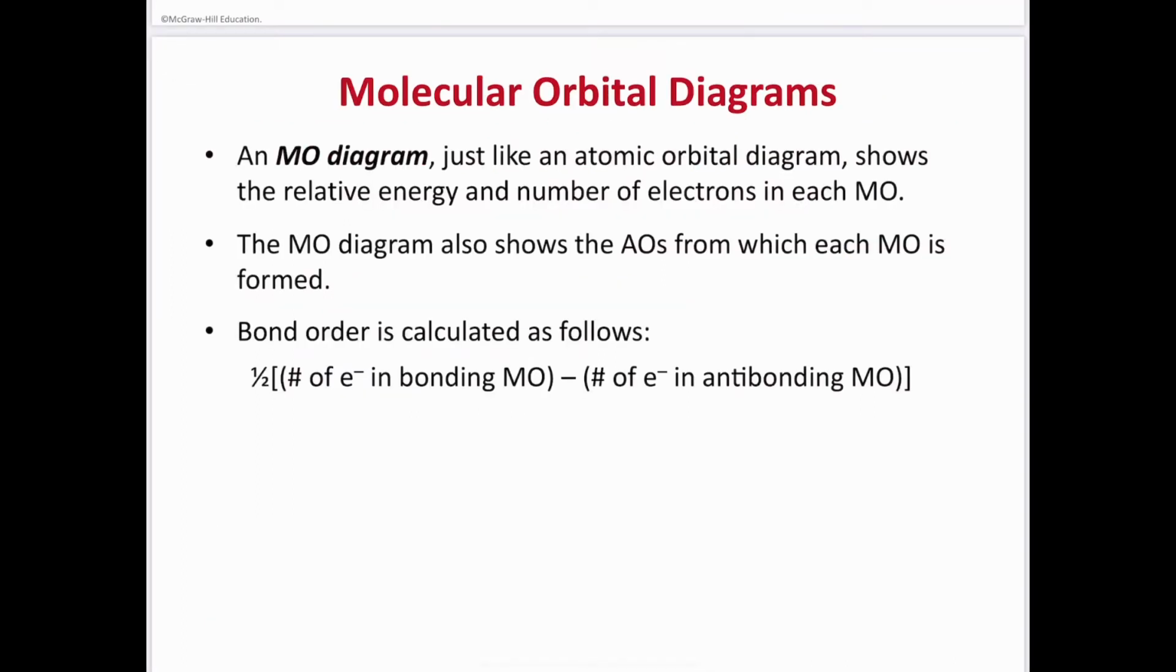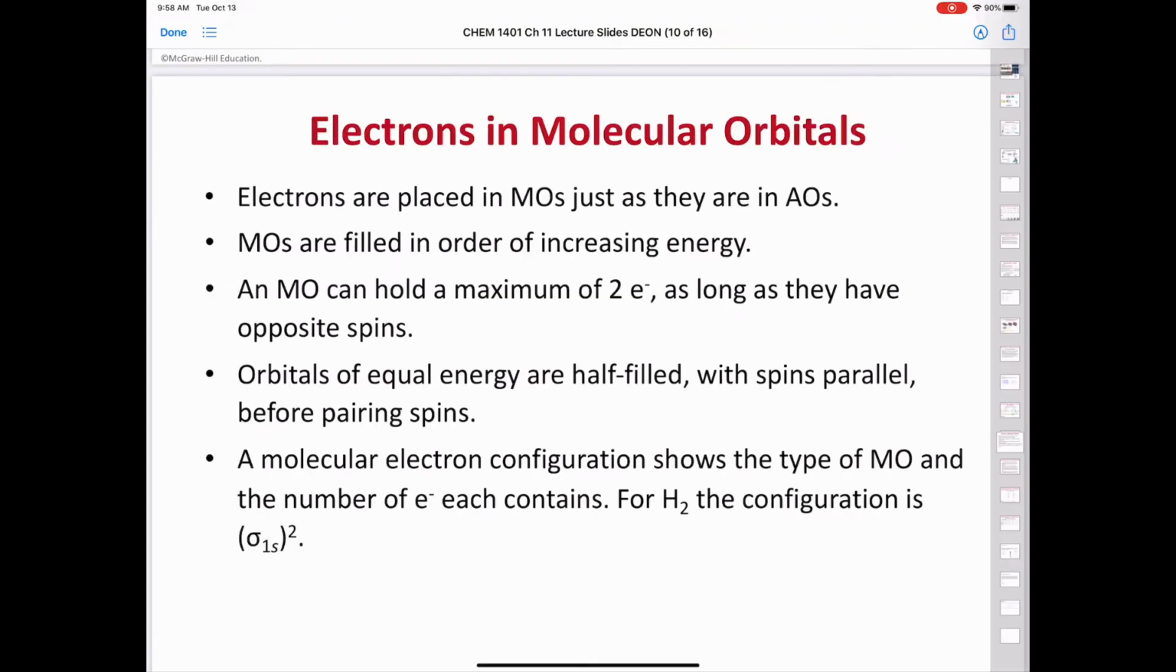Several aspects of molecular orbital theory, filling of molecular orbitals, energy level diagrams, electron configuration, and bond order relate to earlier ideas. Electrons enter molecular orbitals the same way they do in atomic orbitals. The molecular orbitals are filled in order of increasing energy, which follows the Aufbau principle. A molecular orbital can hold a maximum of 2 electrons with opposite spins, following the Pauli exclusion principle, and orbitals of equal energy are half filled with spins that are parallel before any of them are filled. This obeys Hund's rule.